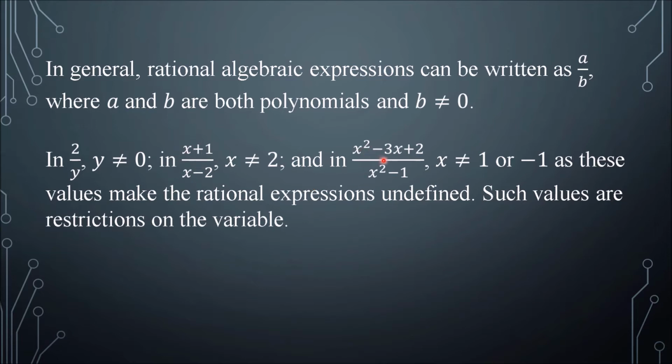Next, x squared minus 3x plus 2 over x squared minus 1. x must not be equal to 1 or negative 1. So as you can see, if you're going to substitute 1 here in the denominator, x squared, that's 1 squared, minus 1 is 0, which must not be. Negative 1 quantity squared, minus 1 is 0, which must not be also.